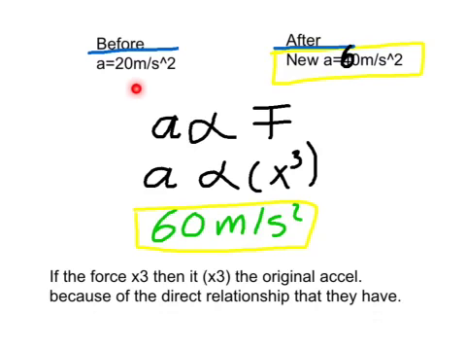If you triple 20, you get 60 meters per second squared. And that is the new acceleration.